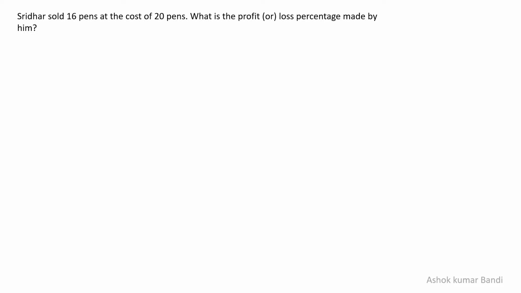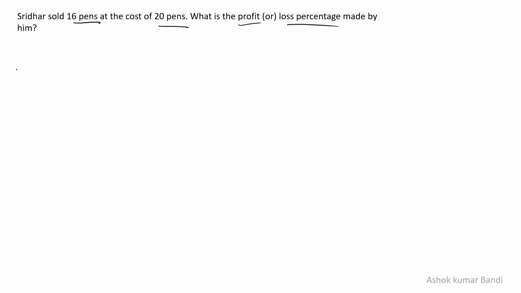Okay, see how to do this one. So coming to this problem, whenever he is comparing items with items, see, Sridhar sold 16 pens for the cost of 20 pens, but you need to find out the profit or loss percentage. You don't have any other value, so there are two ways to do this one.